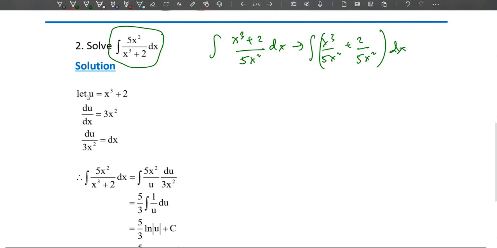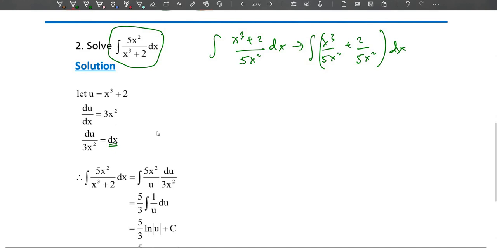Therefore, here we will let u be equal to the denominator, so let u equal x³ + 2. Differentiate u with respect to x, it is 3x². Next, rewrite the equation with dx as the subject. So we have dx equal to du over 3x².